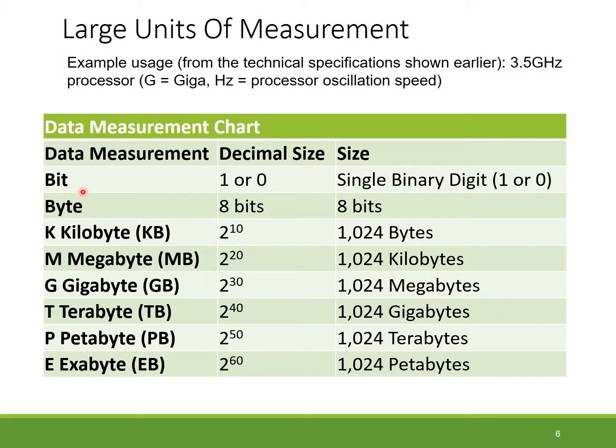Okay, so looking specifically at your data measurement chart here, the smallest unit of data measurement is a bit. And what is a bit? A bit is a 1 or a 0. And in a fundamental sense, this is how everything is stored on your computer. So everything is stored as either a 1 or a 0, and it may take a number of 1s and 0s together to represent, for example, a letter.